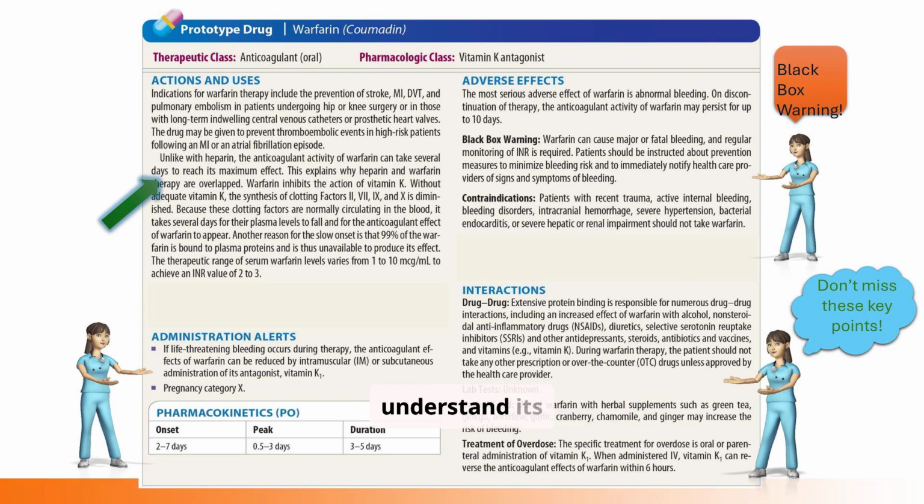Warfarin, also known as Coumadin, is another widely used anticoagulant. It's crucial to understand its mechanism of action, adverse effects, and interactions. The black box warning about the risk of major or fatal bleeding highlights the importance of careful monitoring and patient education. Warfarin is like walking a tightrope. It can be life-saving when balanced correctly, but a slight tilt can lead to dangerous bleeding. That's why consistent monitoring and education are key. Foods like leafy greens and drugs like antibiotics can throw off the balance.